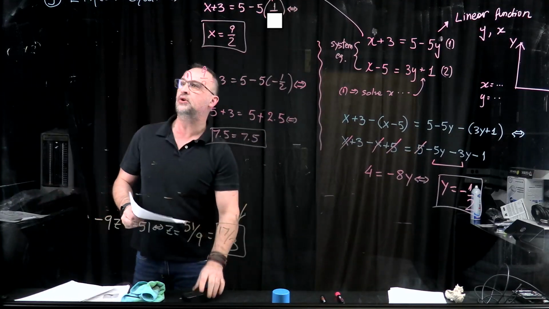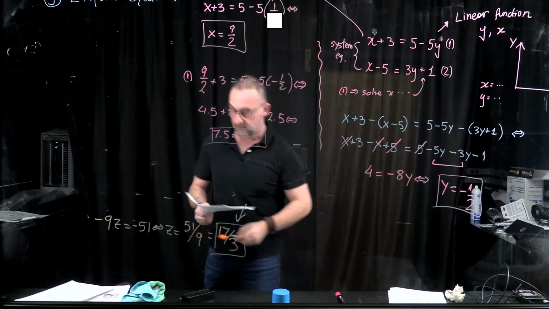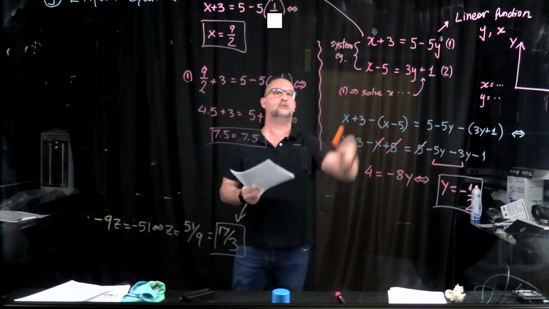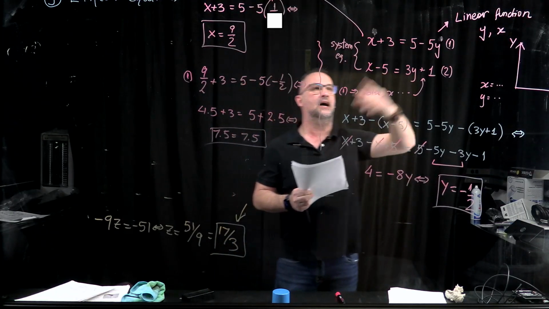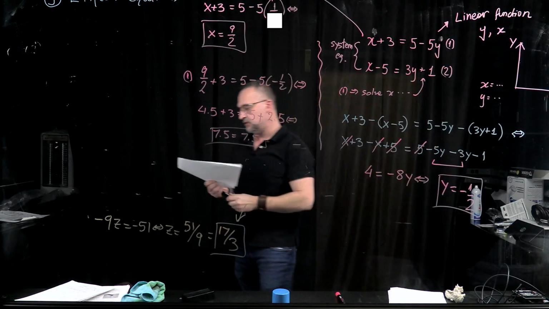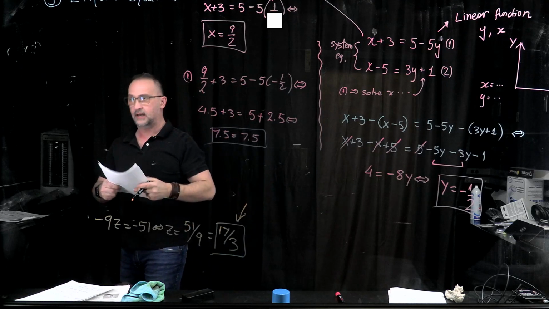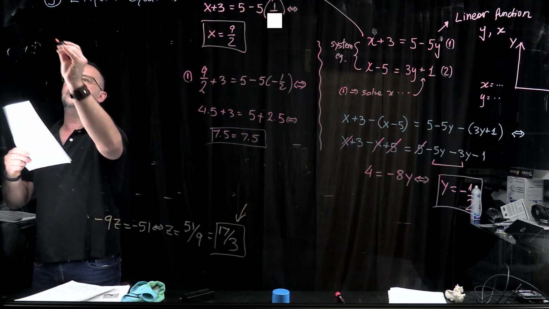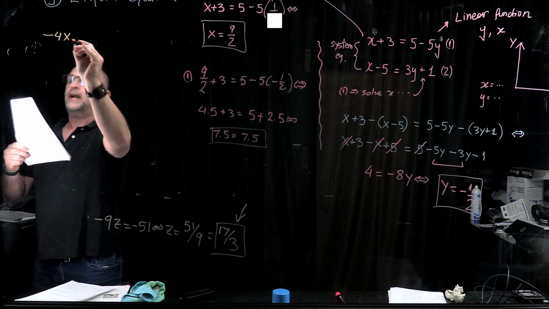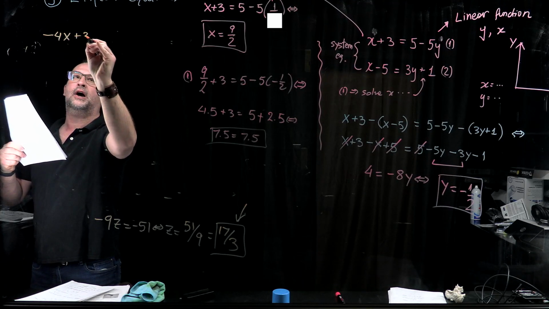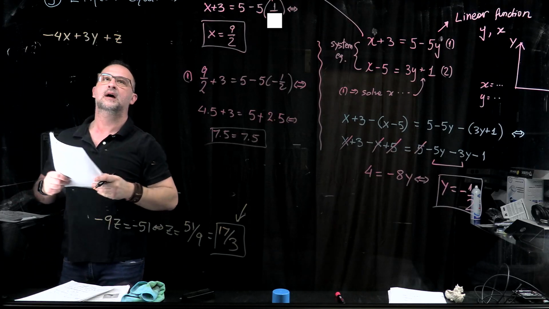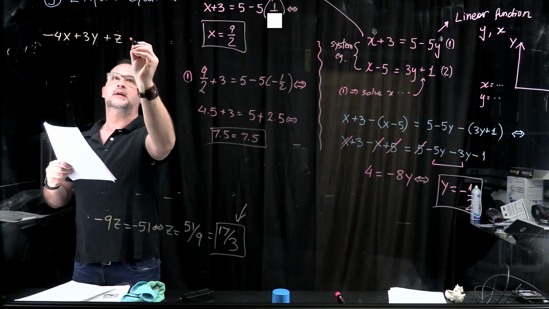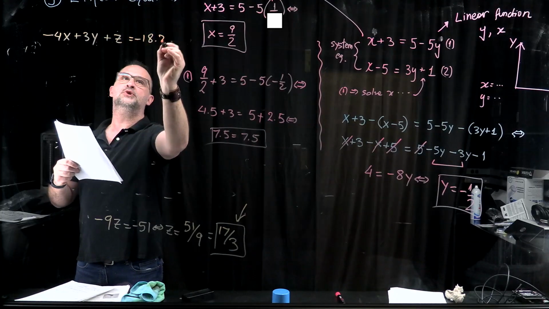What if now you have to deal with more than 2 equations, right? 2 equations were pretty simple. You either do a trick, subtract them, add them, or direct substitution. But what if you had a pretty crazy looking scenario? Minus 4x plus 3y plus z. That's a 3 equation system equals minus 18.2.